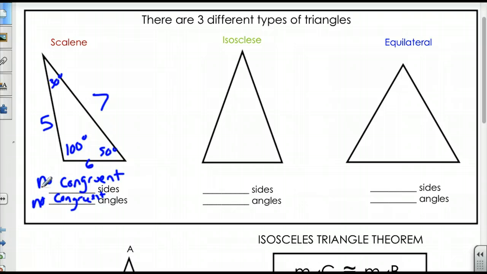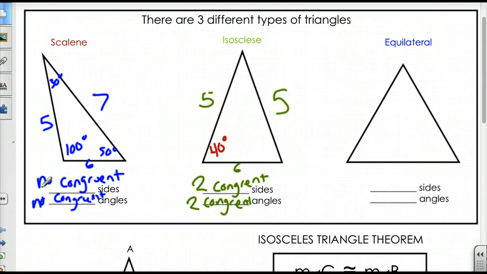An isosceles triangle has 2 congruent sides, and it also has 2 congruent angles. So 2 of the sides would be the same. Now these two look the same, so this would be 5, this would be 5. Let's say this is 6. And then we would have 2 congruent angles on top of that. So this would be 40, this would be 40, this would be 100. So 2 congruent sides, 2 congruent angles.